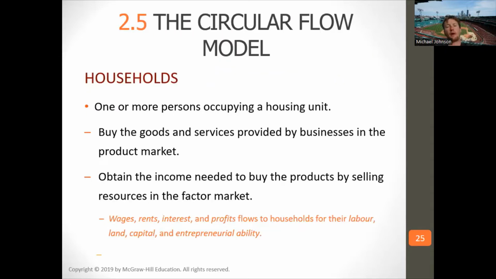So the circular flow model is one or more persons occupying a housing unit. They purchase goods and services provided by businesses in the product market, and they get the income needed to buy the products by selling resources in the factor market.